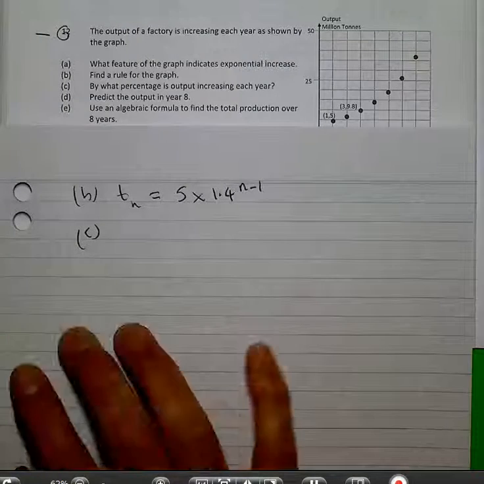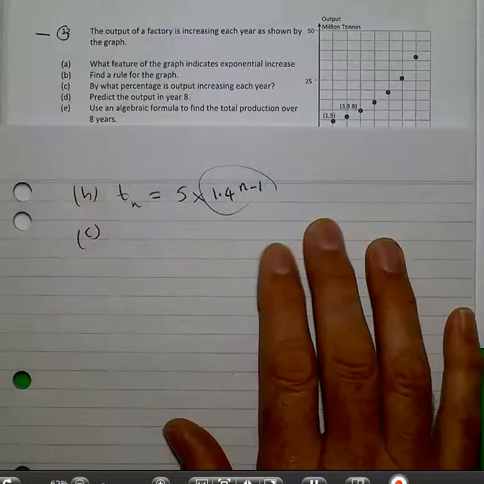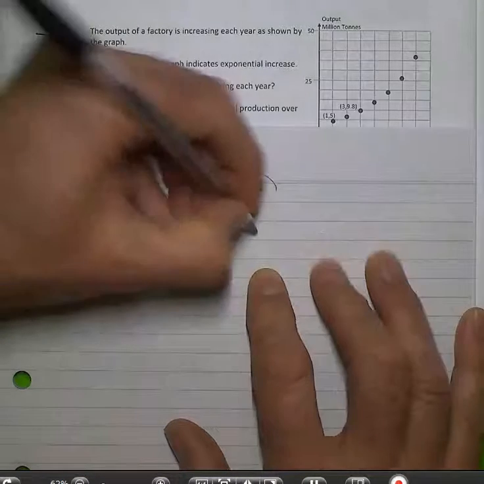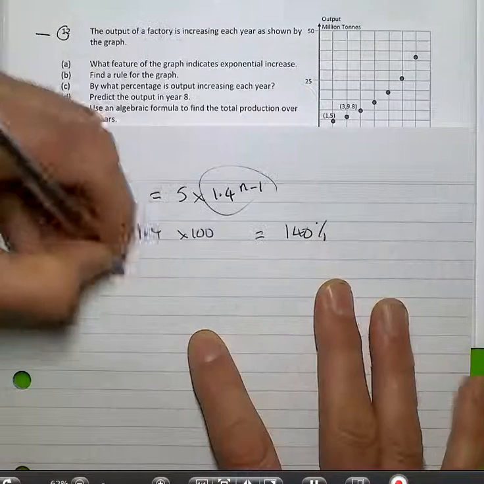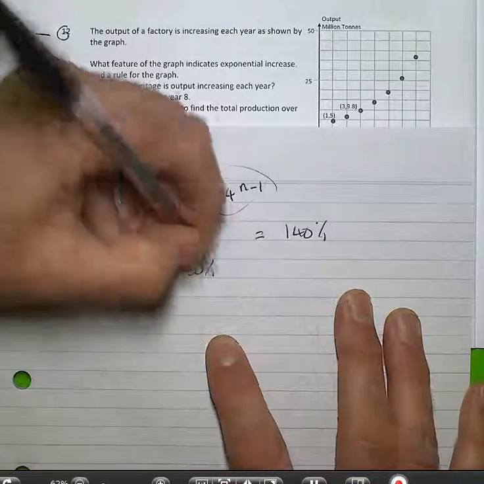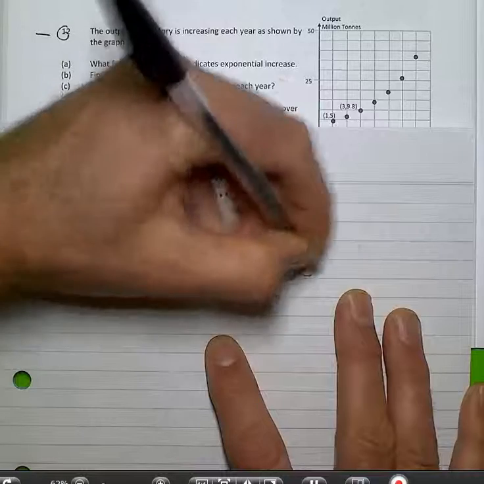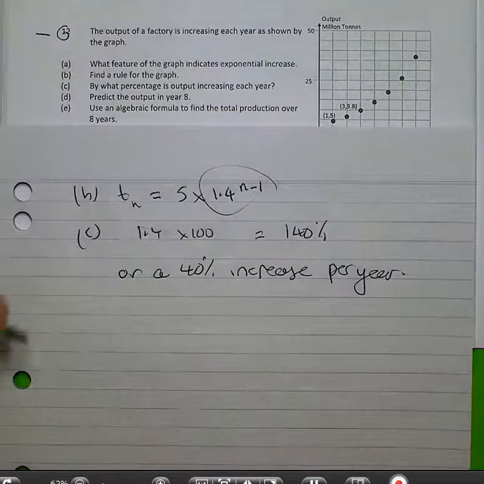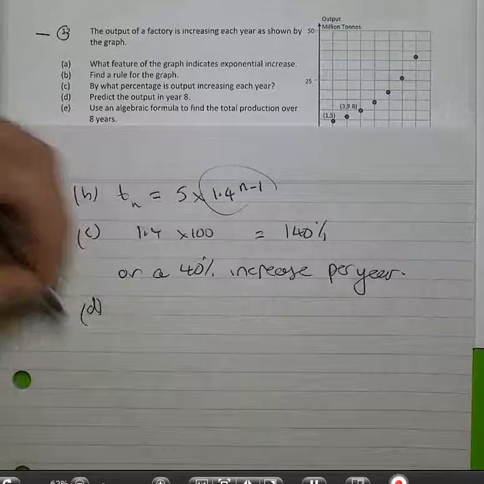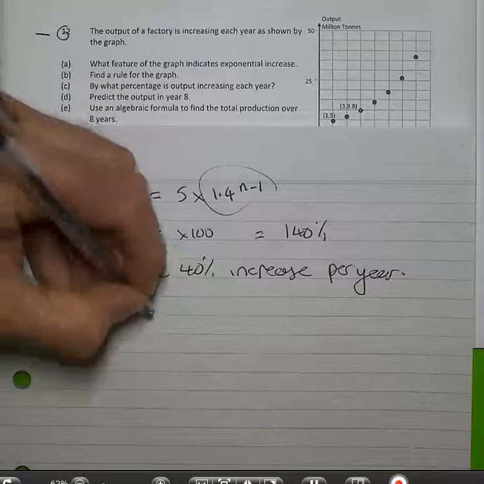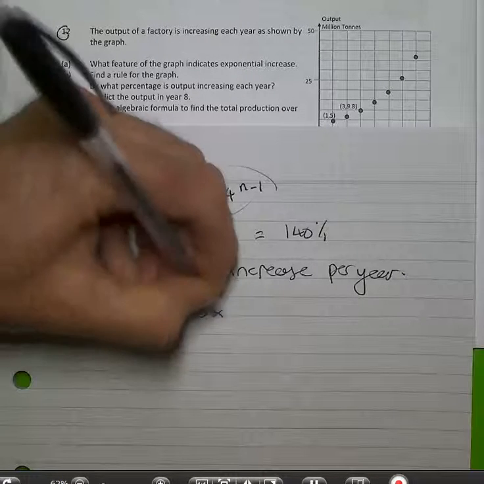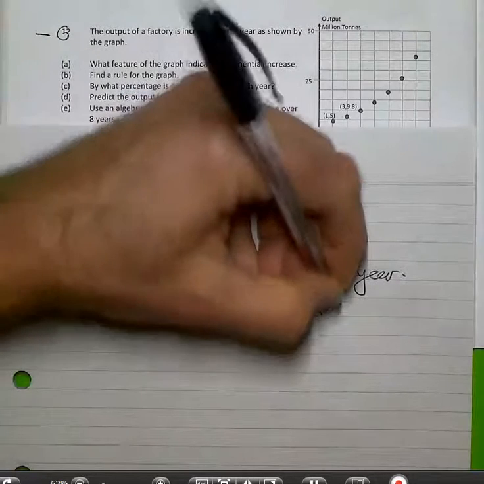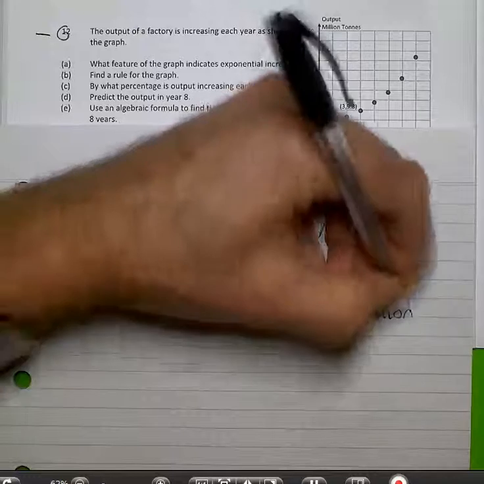We can also use this figure to figure out a percentage increase. That 1.4, when we multiply it by 100, will be 140%, or a 40% increase per year. So that's another way of interpreting this. Now, if I want to predict the output in year 8, T_8 is 5 times 1.4 to the power of 7, and that'll be 52.7 million tonnes.